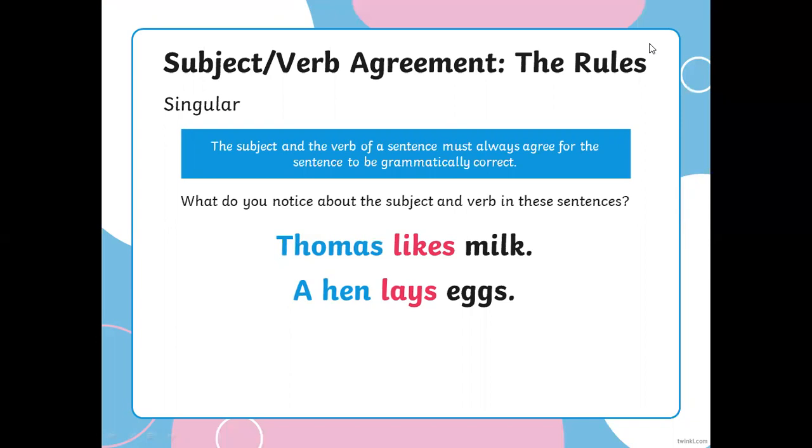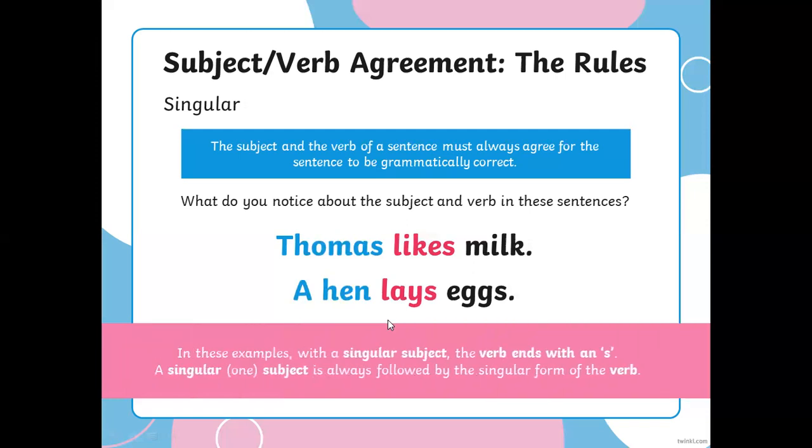Here we have Thomas, which is only a singular subject. So with singular subjects, I add S to the verb. So I can't say Thomas like milk. I should add S to the verb, so it will be Thomas likes milk. A hen, which is a singular subject as well, lays eggs. Why did I add S to the verb? Because I'm talking about only one subject.